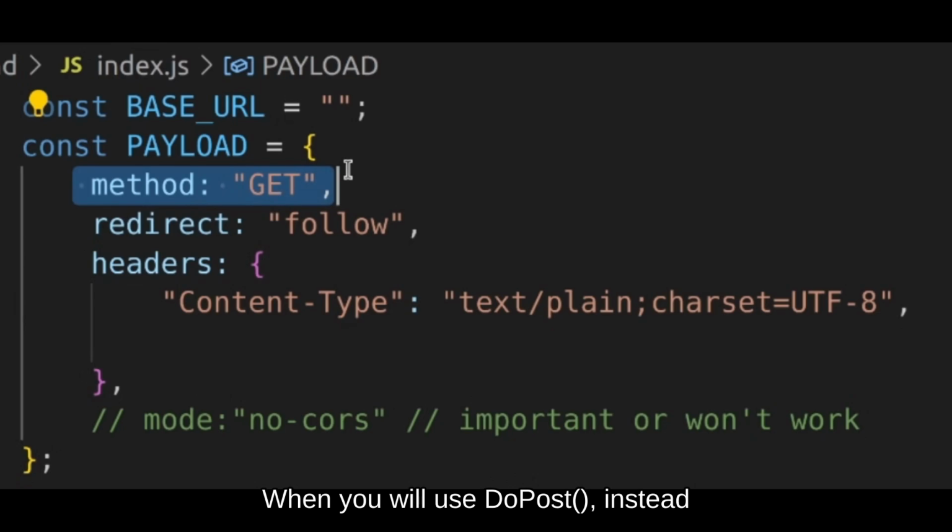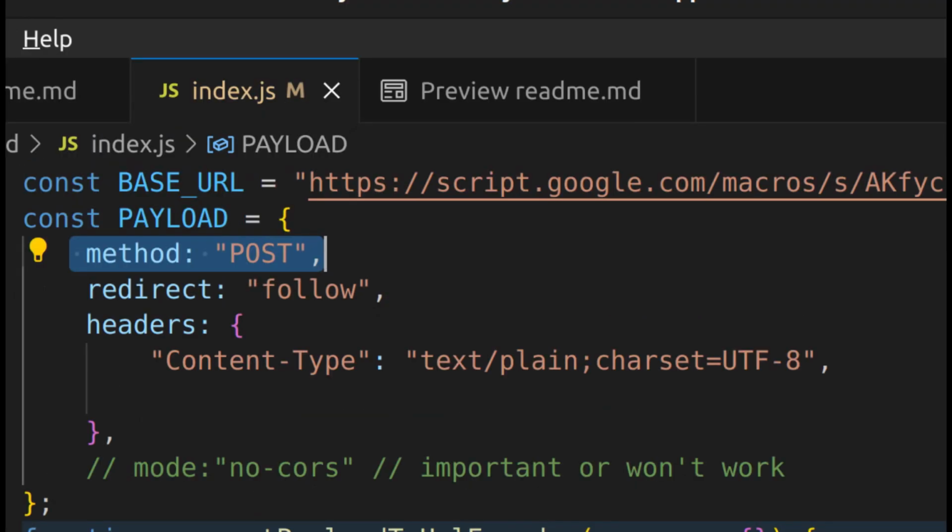When you use doPost instead of doGet, please don't forget to change the method in the payload in the front end section from get to post. Otherwise it won't work. It should be in the index.js file inside the payload JavaScript object where we define the method for the fetch.